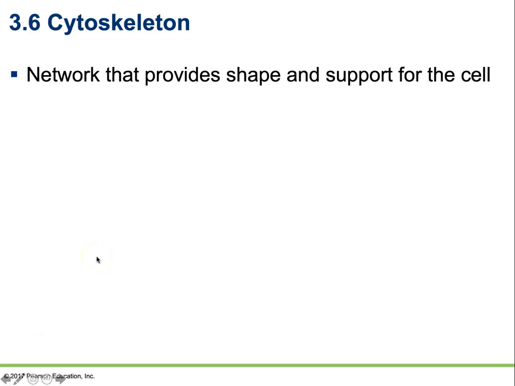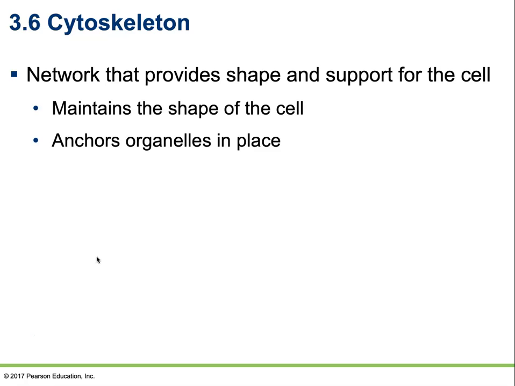All right, next up is the cytoskeleton. The cytoskeleton is going to be a network that provides shape and support for the cell. It's going to help maintain the shape of the cell. It's also going to be responsible for allowing that cell to move. It's going to help anchor organelles in place, keep that nucleus from sliding all over the place, and kind of keep organelles where they need to be.